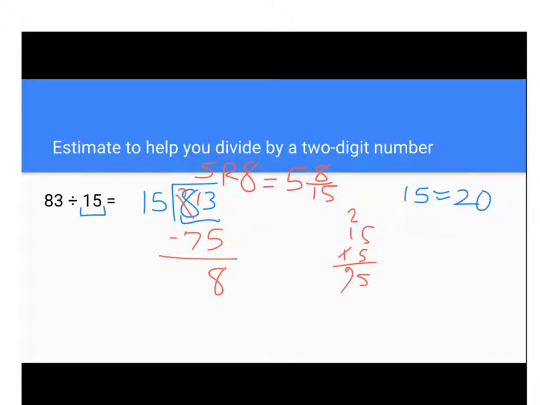And the way we want to check this to make sure we're absolutely correct is we take our quotient, our answer, which was 5, and we multiply it times our divisor, which was 15. But if we have a remainder, that means we need to add in our remainder to make sure we end up with our original number, the original dividend. And we do. We end up with 83.